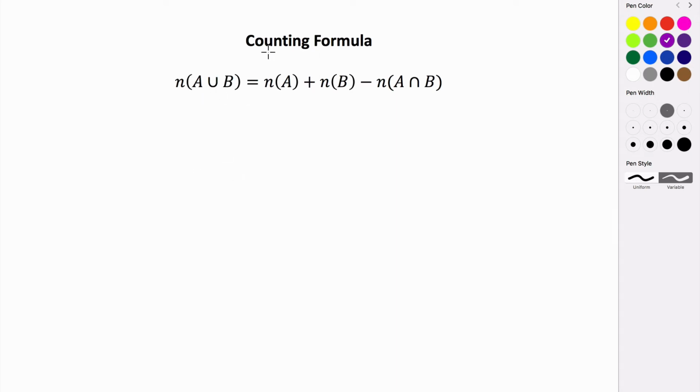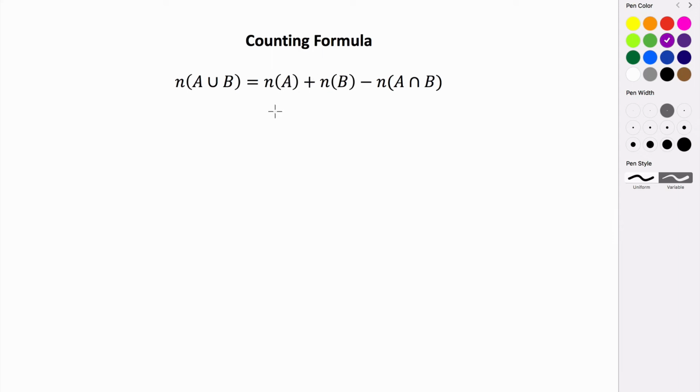So the counting formula says that the number of elements that exist in the union of A and B is equal to the number of elements in the set A plus the number of elements in the set B minus the number of elements that exist in their intersection. And this is pretty interesting, because why are we subtracting the number of elements in their intersection? Well, if you think about what's happening here, we know that the union is represented by all of the elements that exist in the two sets together.